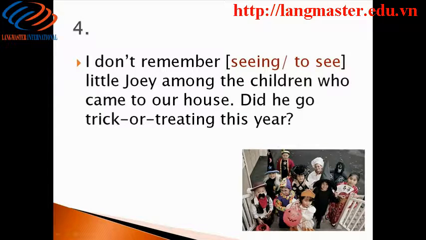4. I don't remember to see little Joey among the children who came to our house. Did he go trick-or-treating this year? Answer: seeing. I don't remember seeing, meaning I don't have the memory of Joey coming to our house. If he did, I forgot about this. I don't remember seeing.